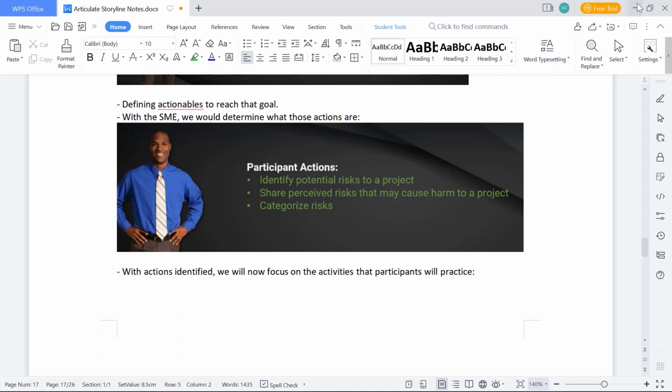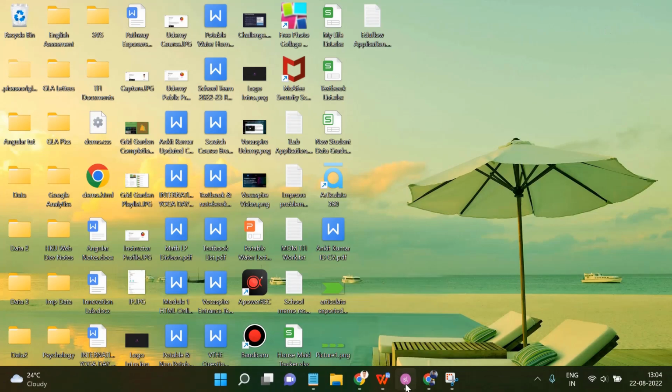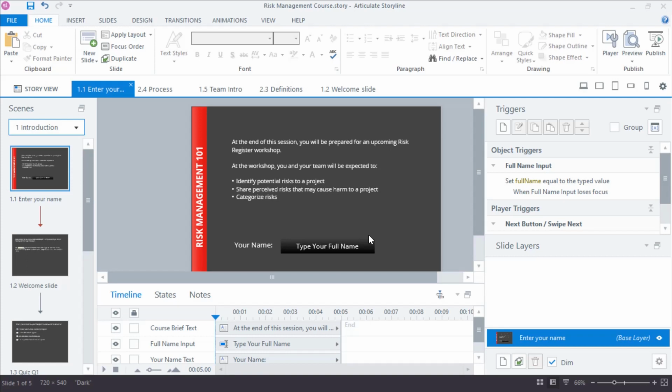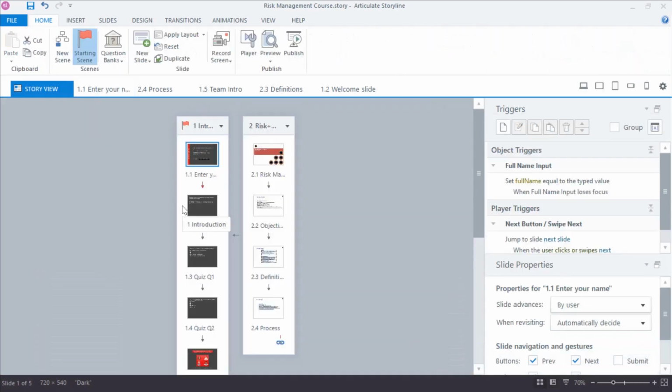So I'll quickly walk you through the project that I have made in Articulate Storyline implementing the requirements so far. So let's just do a preview of this. Firstly, let's understand the basic overall flow of our project. So we have two scenes in the project.